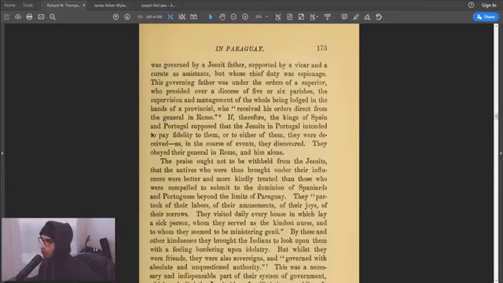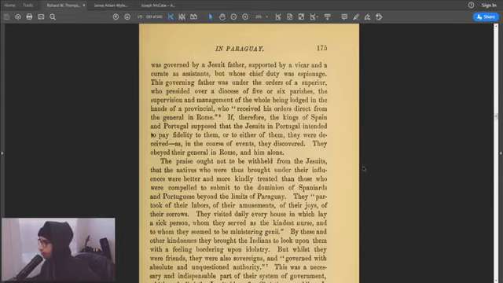They obeyed their general in Rome and him alone. The praise ought not to be withheld from the Jesuits, that the natives who were thus brought under the influences were better and more kindly treated than those who were compelled to submit to the dominion of Spaniards and Portuguese beyond the limits of Paraguay.